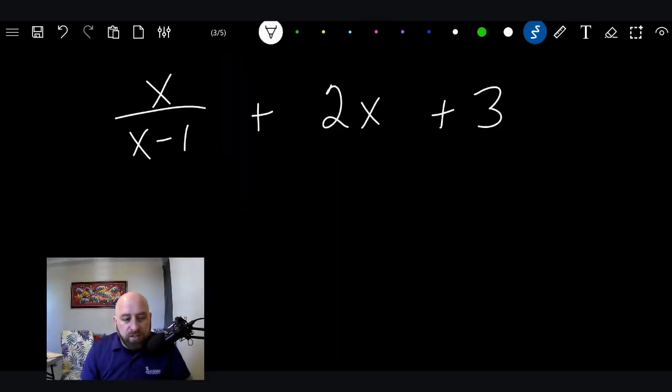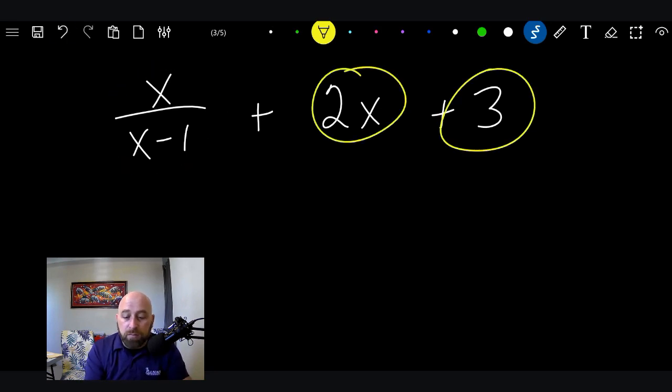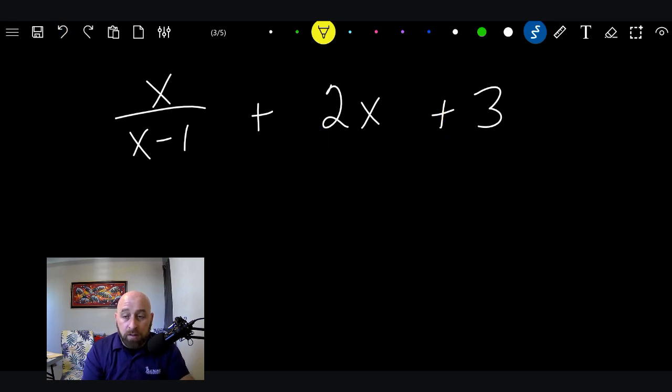All right, let's try this one. It looks just a little bit different than the other ones, and let's talk through what's going on here. Well, we have one that has a fraction in it, but we have 2 terms that do not have fractions. Well, do you remember this when we were doing baby math?